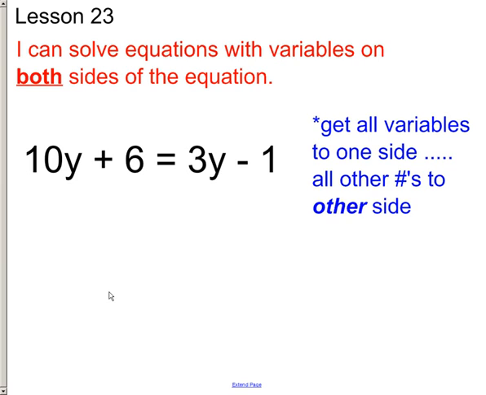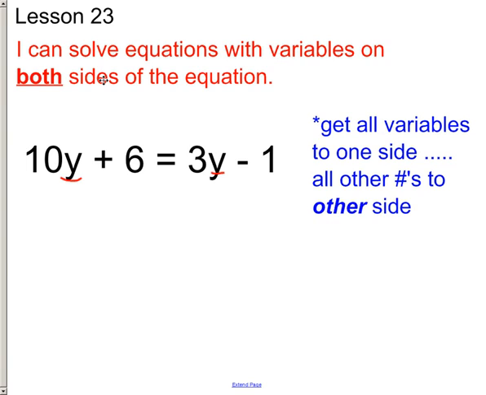We're going to work with solving equations that have variables on both sides of the equation. So let's take a look at this one right here. This is a y, and it's on the left side of the equal sign, and this is also a y, and it's on the right side of the equal sign. And we want to solve and find out what in the world this y is.